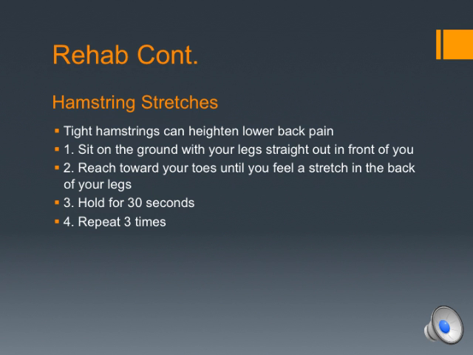Hamstring stretches can also be a good exercise to alleviate symptoms of spondy. Tight hamstrings can oftentimes heighten lower back pain. You're going to want to sit on the ground with your legs straight out in front of you. Reach toward your toes until you feel a stretch in the back of your legs. Hold that stretch for 30 seconds and then repeat up to 3 times.